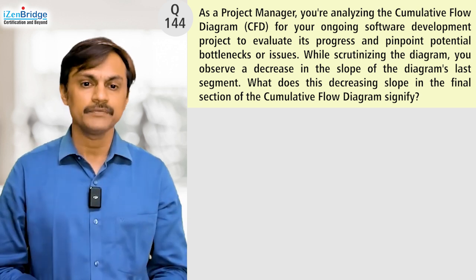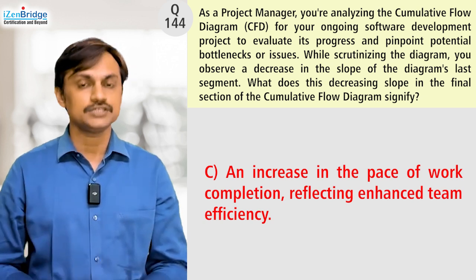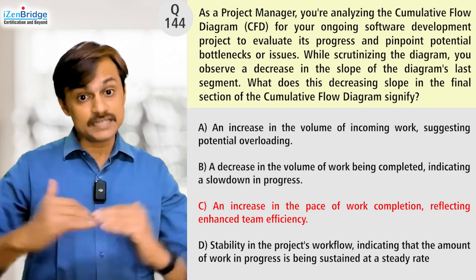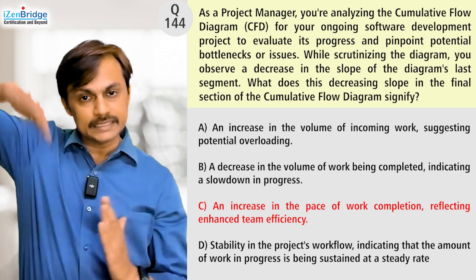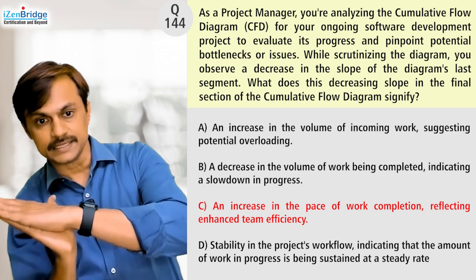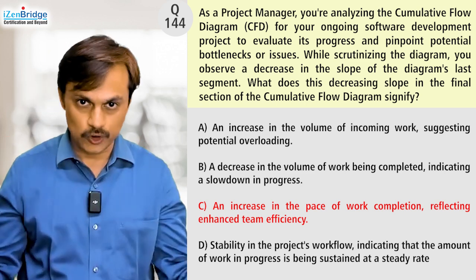Let's see option C. An increase in the pace of work completion reflecting enhanced team efficiency. It is exactly the reverse. If this happens, the slope will increase. The line will become more steep, rather than the slope decreasing. So C is the opposite of B. That's why it is wrong.